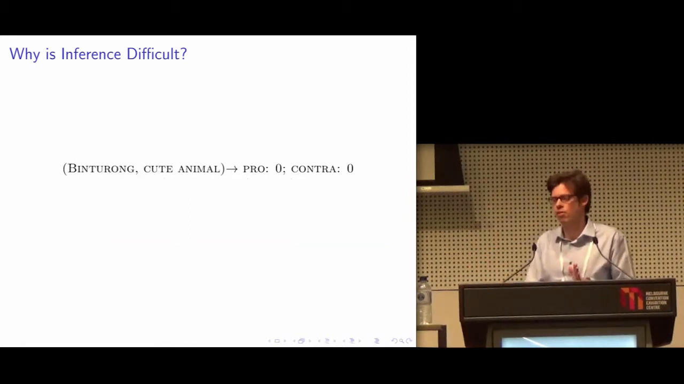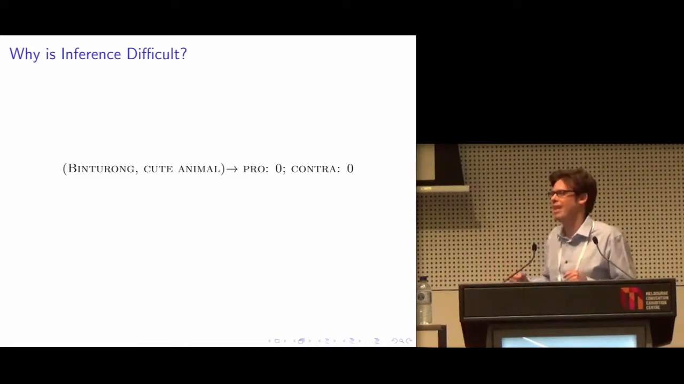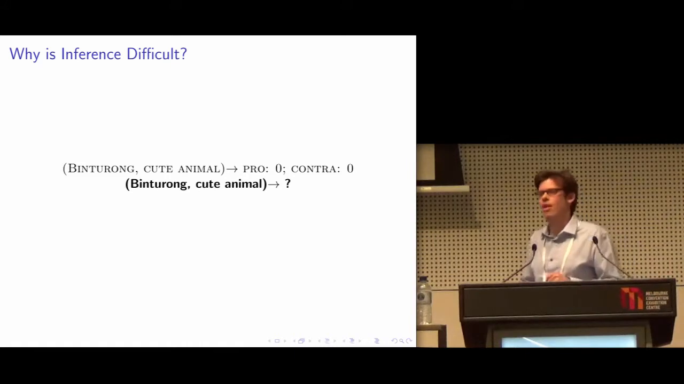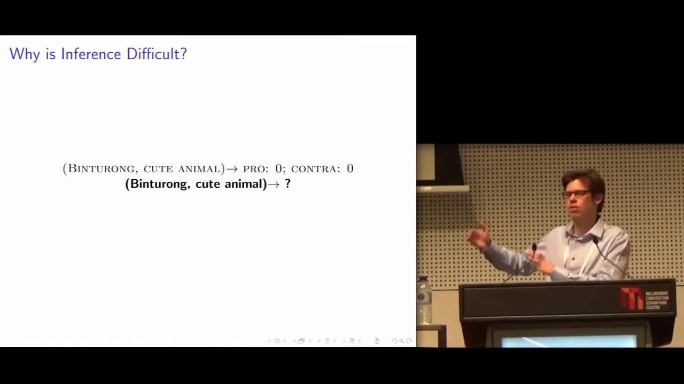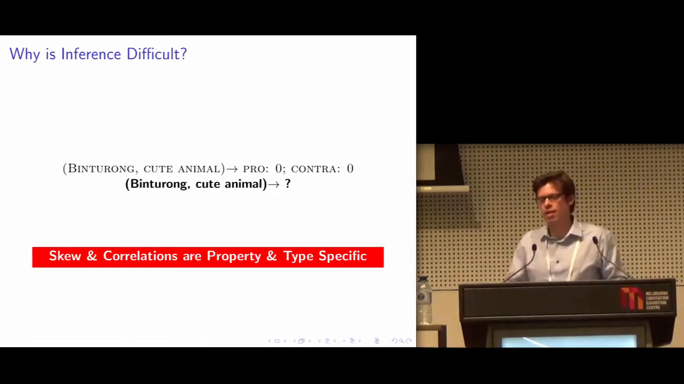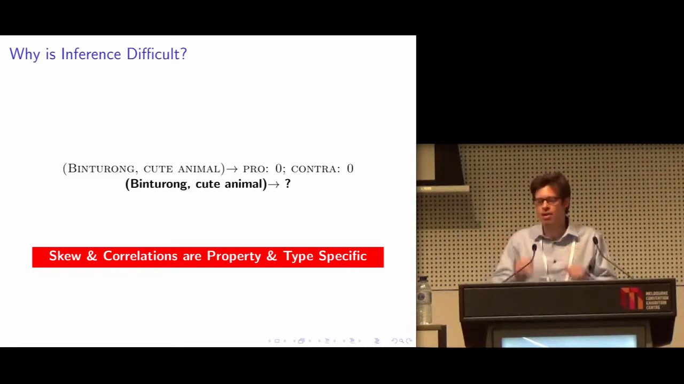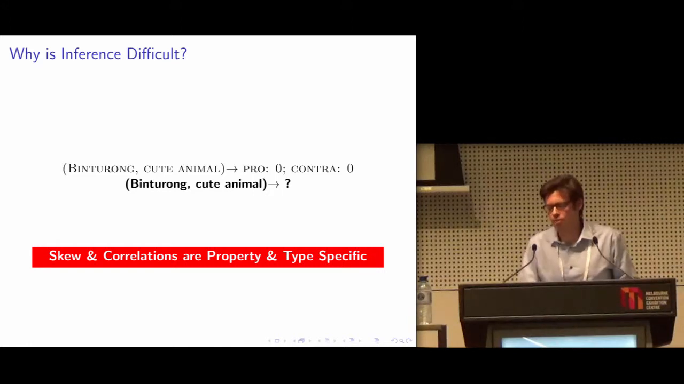However, we must be careful. Let's say we want to find out whether one animal is cute or not and we don't find any mention of that animal. In this case, we can probably not infer anything, since for animals the correlation between the number of occurrences and whether they're cute or not is not that strong. And this means, in general, that skew and correlations are property and type specific. And we cope with that challenge as follows.